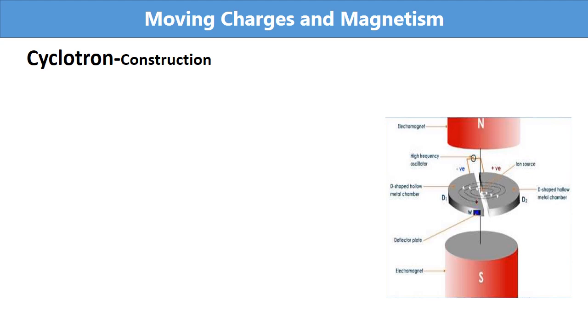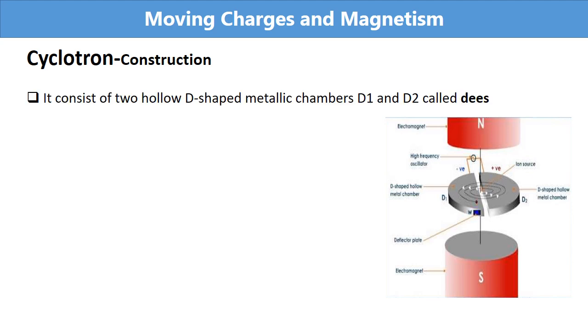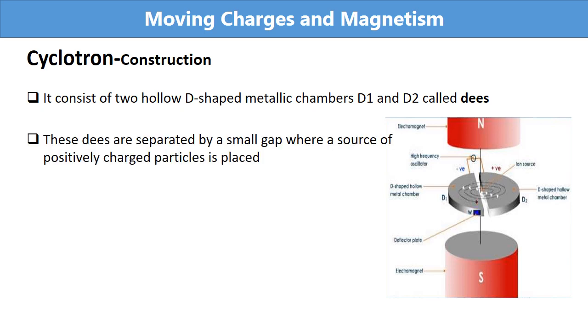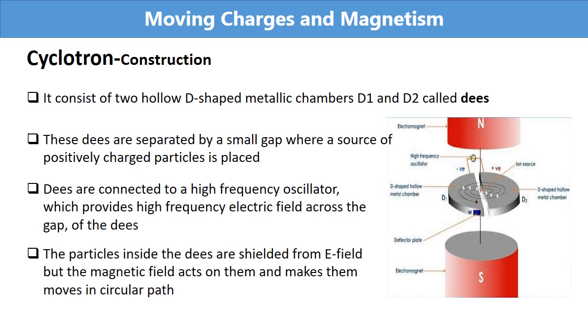We will see the parts in detail. So the first thing, it consists of two hollow D-shaped metallic chambers. We can name them D1 and D2. Next, these Ds are separated by a small gap where a source of positively charged particle is placed. Now, the Ds are connected to a high frequency oscillator which provides high frequency electric field across the gap of the Ds.